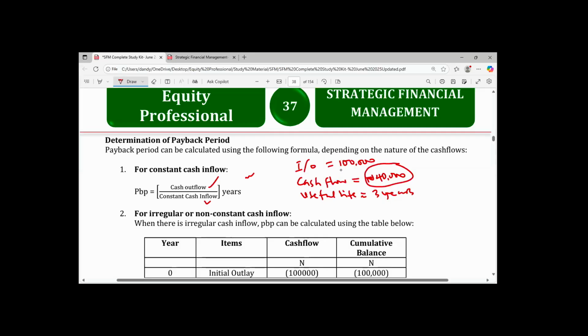So in this case, to get my payback period, I will just say 100,000 naira divided by 40,000 naira. So your payback period will be something around 2.5, I think. So that would be 2.5 years. You have to express your number in years. So that's how you are going to calculate your payback period.